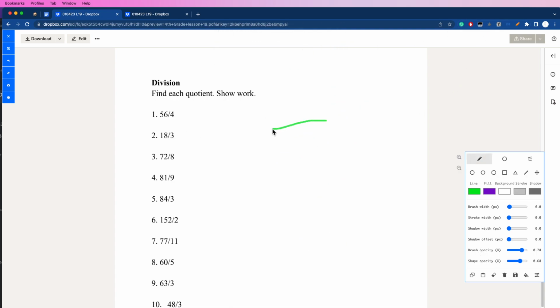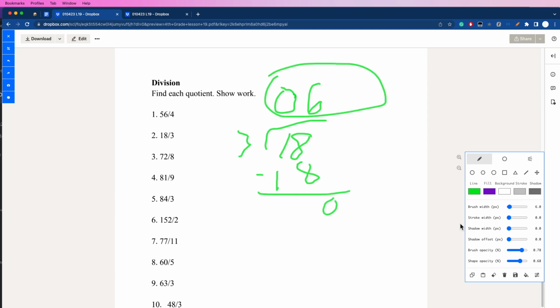Number two, 18 divided by 3. 3 doesn't go into 1, so just put a 0 here for now. 3 goes into 18 6 times. 18. So 6 is your answer for number 2.